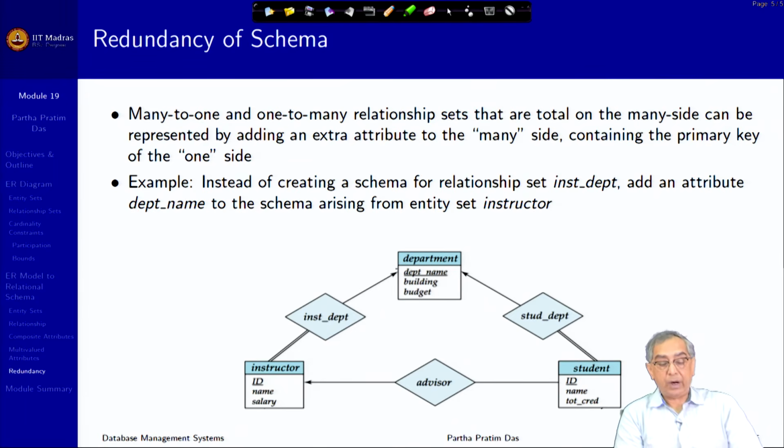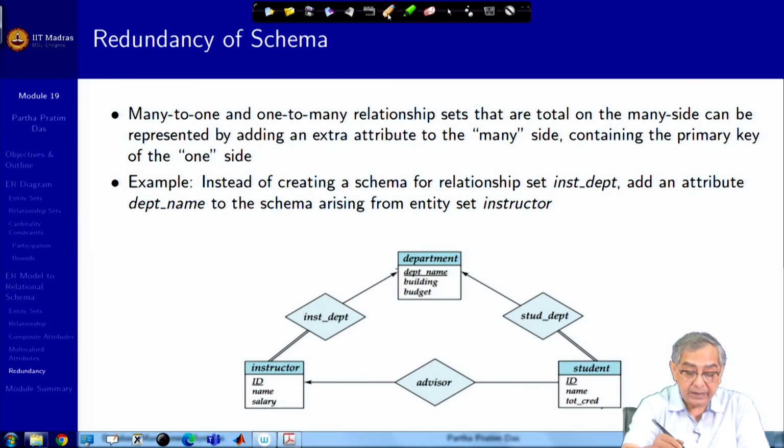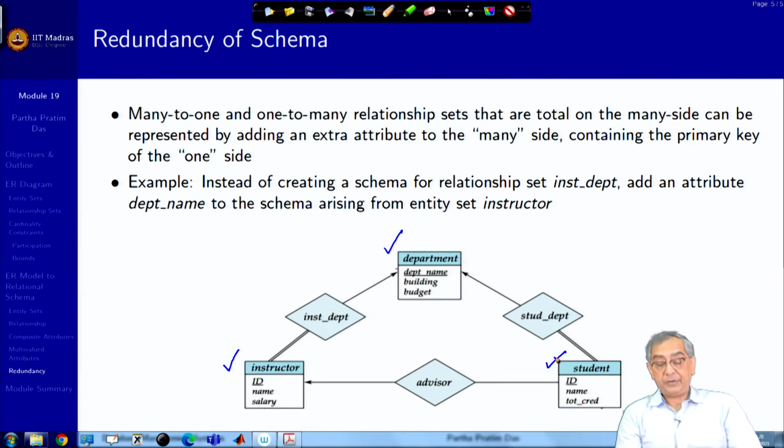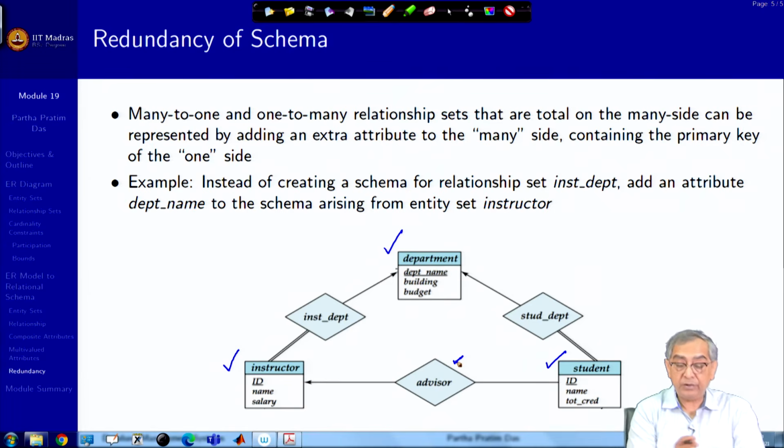Now, many to one and one to many relationship sets that are total on the many side can be represented by adding an additional attribute. For example, let us understand this diagram again: 3 entity sets, instructor, department and student, and 3 relationships. One is advisor, which is many to one from student to instructor.